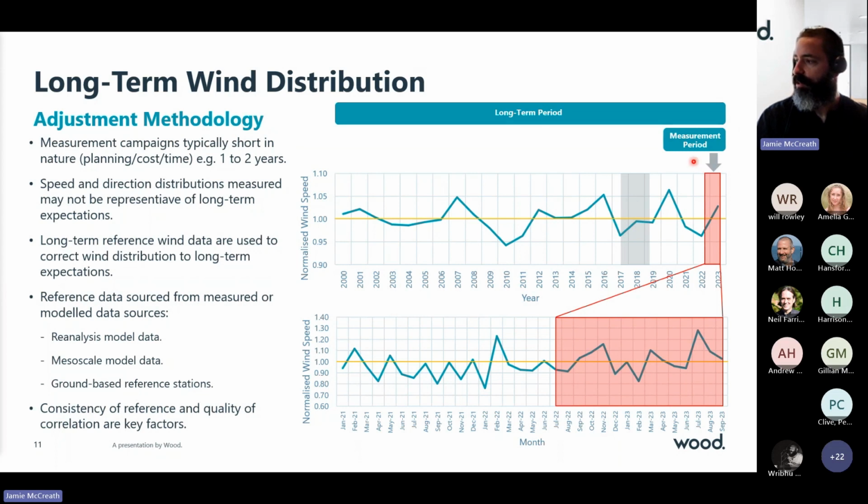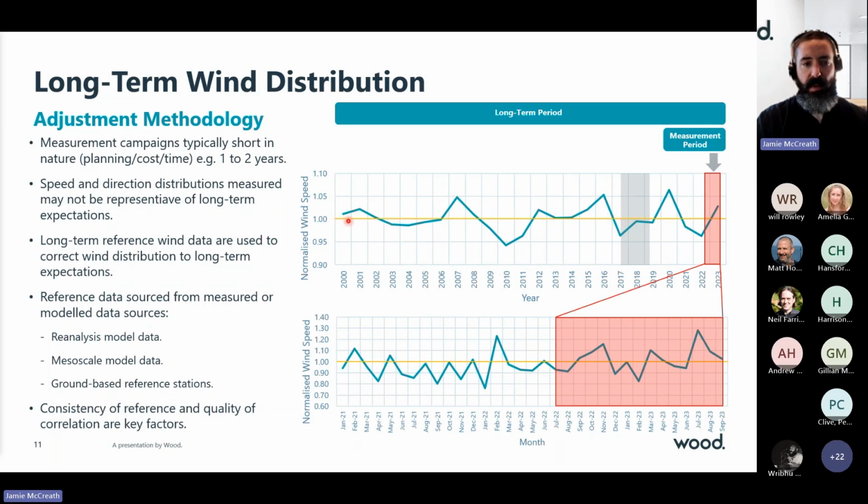You can see in the image over to the right, if we can see my cursor, the short-term period that we measured is shown in the red box here, and this is zoomed in on a monthly basis. You can see if we compare that to a 22-year long-term period that goes back to 2000, essentially one is saying this is what our mean long-term will be.